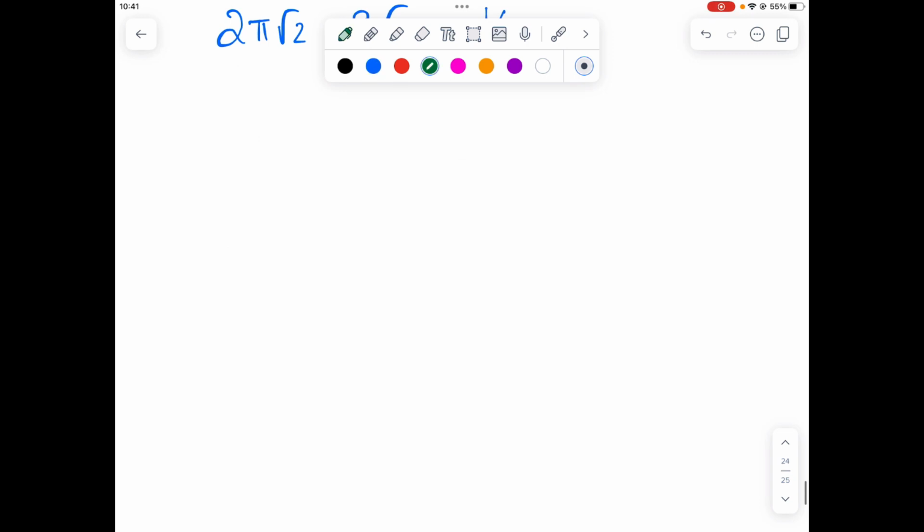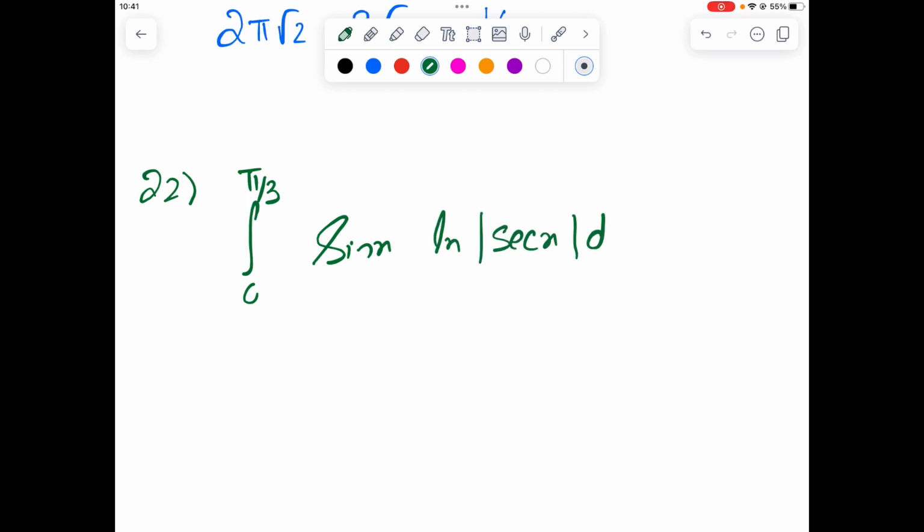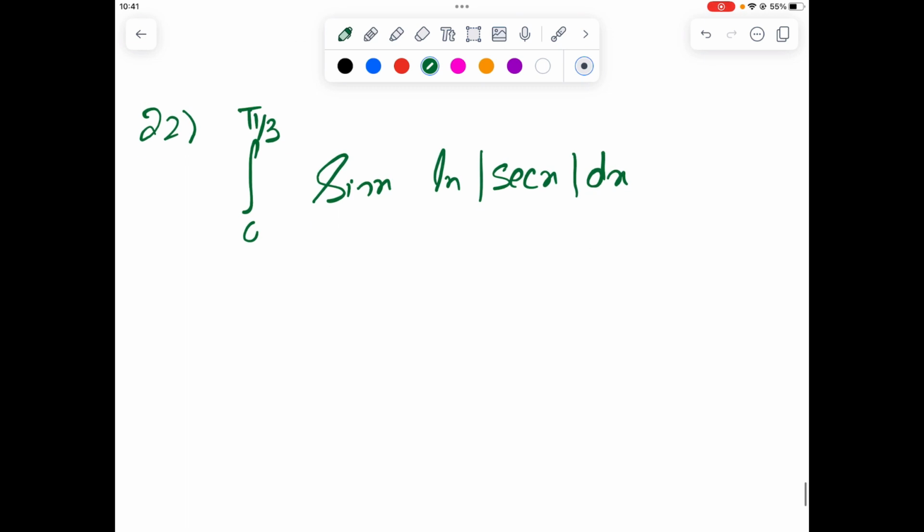And finally we'll try question number 22 and end this video. So what is question number 22? Integral 0 to pi by 3 of sin x ln secant x dx. So which is the first function? I have logarithmic and trigonometric. Logarithmic is the first function, trigonometric is the second function. So what am I going to do for that?